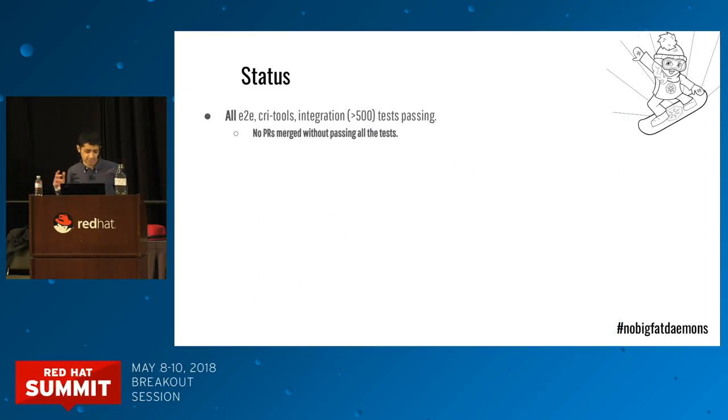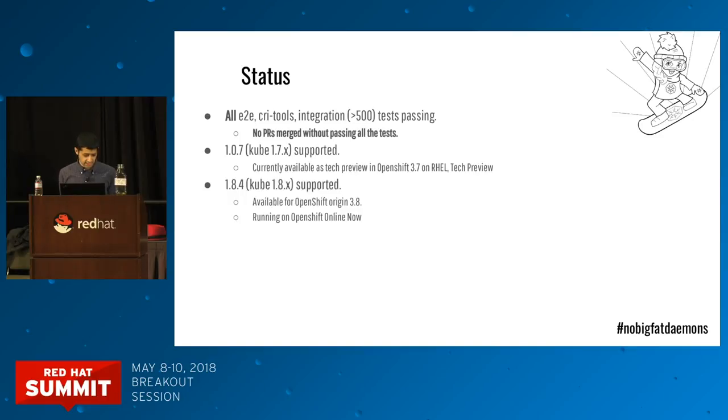What is the status of the project? We have a bunch of tests, as Dan mentioned earlier. No PRs are merged without passing all the tests. We did our first 1.0 last year. It's supported with Kube 1.7. Then we did a 1.8 release. All of this was either on the day that Kube came out or within a couple of days. So we track Kubernetes upstream very closely.